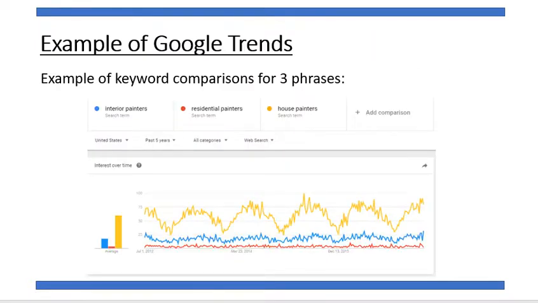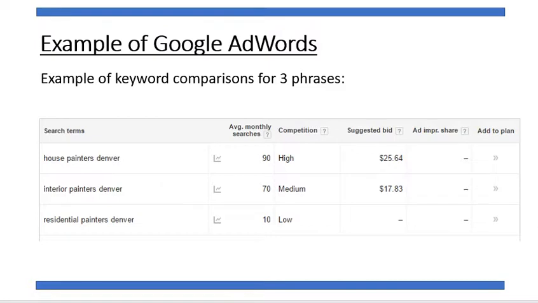Google Trends compares different keywords to each other. And you go to google.com/trends, and you can see here I'm comparing interior, residential, and house painters. So that's a good tool. If you have access to an AdWords account, you can also do some keyword research inside AdWords using their keyword planner tool. So this shows you how many people a month searched for that, and then it also shows you how much they're paying to get that click if they're using paid advertising on Google.